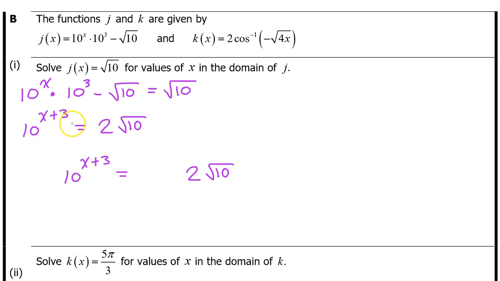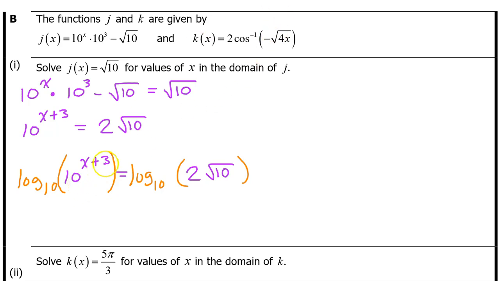We need to solve this equation for x. That means we need to get rid of this base 10. And a base 10 can be canceled out with a log base 10. So let's take the log base 10 of both sides of the equation.